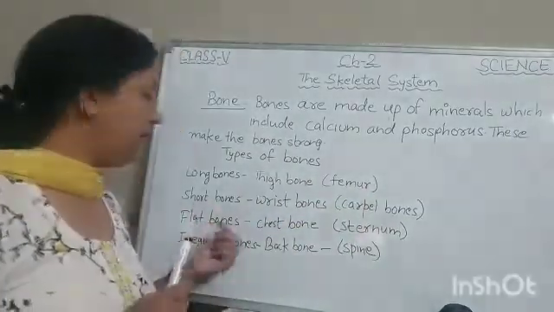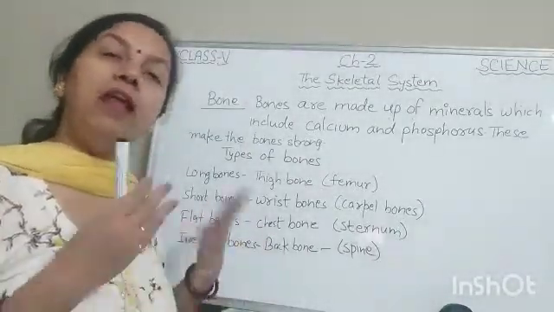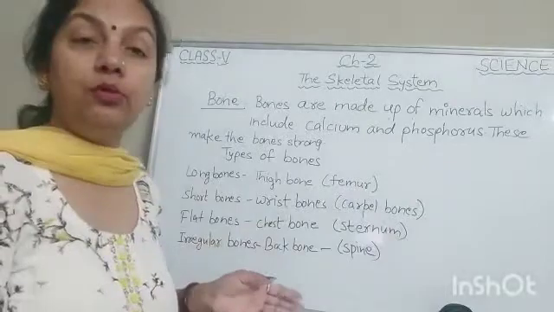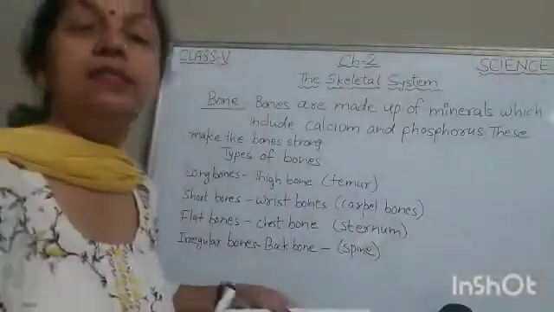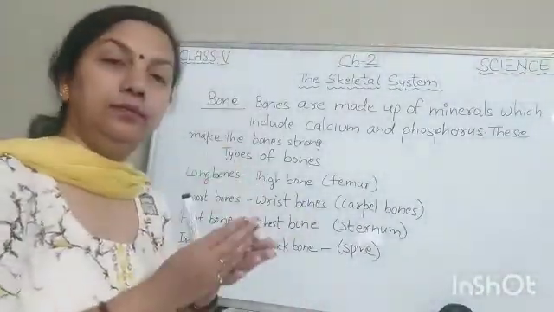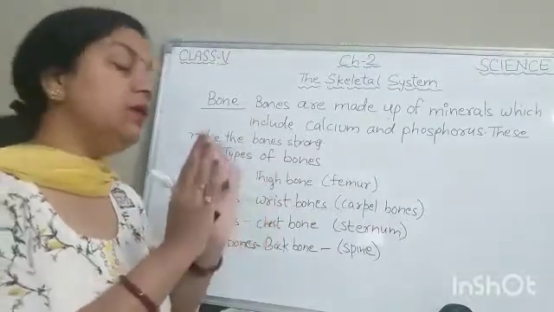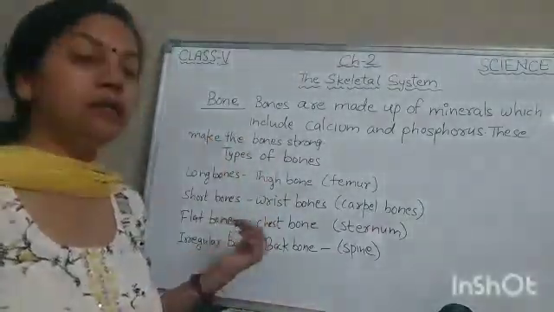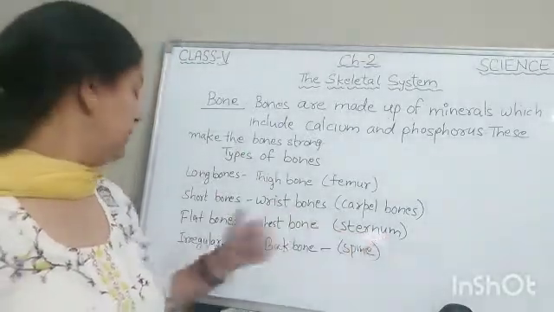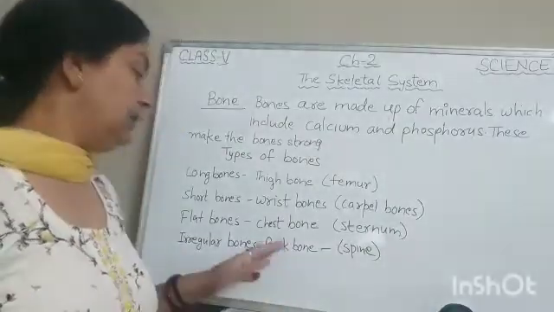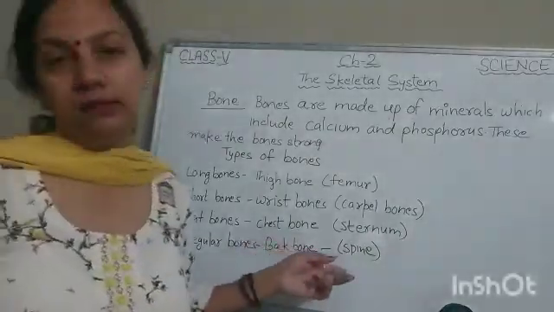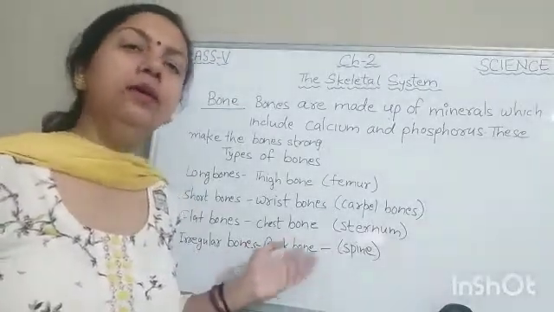After that, flat bones. Flat bones are flat in structure. Chest bone. This flat bone is present in the middle of the chest. This is known as the sternum. It is situated in between the chest bones. This is known as flat bones or sternum. Clear? Now the last one is irregular bones, which are not regular in shape. These are backbones, also known as spine. These are known as irregular bones.